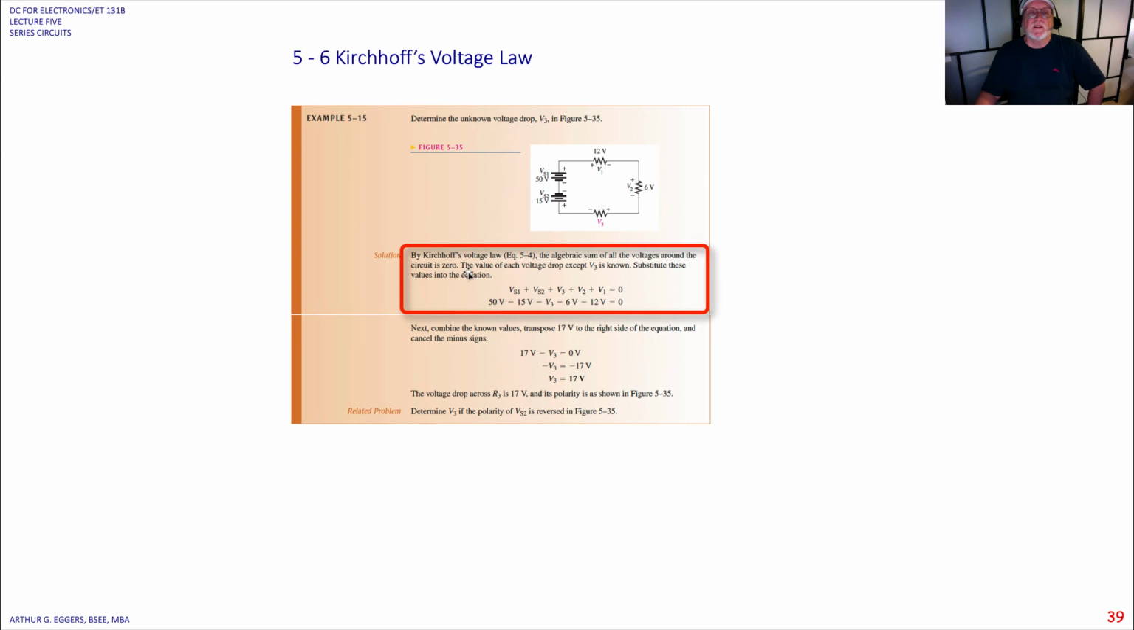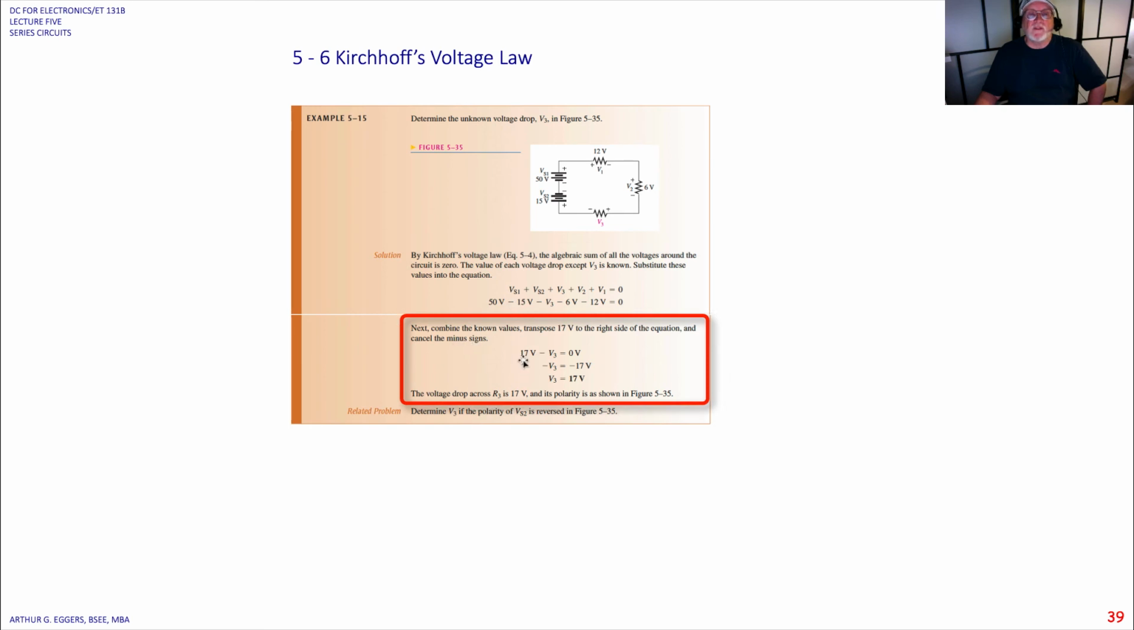Okay, that's by definition. The value of each voltage drop except V3 is known. Substitute the values into the equation. We sum, let it equal 0, and then start dropping the values in. 50 minus 15 minus V3 minus 6 minus 12. When we sum these algebraically, we end up with 17 volts left over, minus V3 equals 0. Minus V3 is equal to minus 17. All we did was move the 17 volts to the other side of the equation. The minus signs cancel, and we have V3 equal to 17 volts. The voltage drop across R3 is 17 volts, and its polarity is as shown.